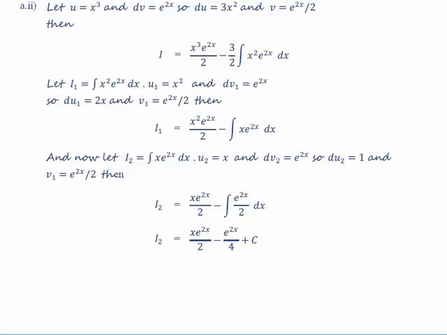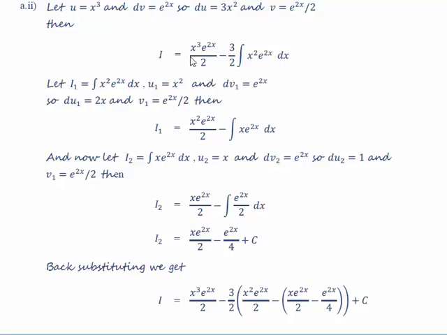And now I'm going to back substitute all of these into this expression here. So be careful of the signs and be careful of the coefficients. So I've got x cubed e to the 2x over 2, minus 3 over 2, brackets. Then it's I1, which is x squared e to the 2x over 2, minus brackets. This is I2, x e to the 2x over 2, minus e to the 2x over 4, plus the constant of integration.